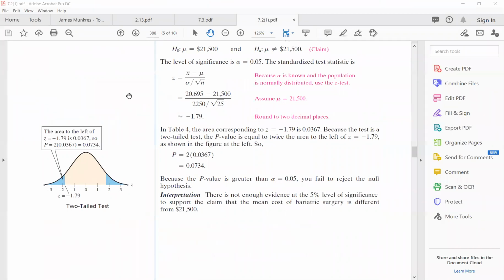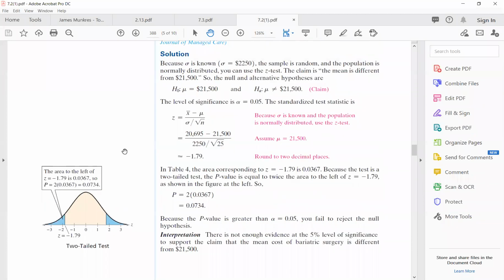So remember that when you have mu and sigma, when the standard deviation of population is given, we have to find the standardized test statistic, which is z equals x bar minus mu divided by sigma over square root of n. Then we need to find the p-value depending on the type of graph that you have. Then you decide if you reject or fail to reject the null hypothesis.